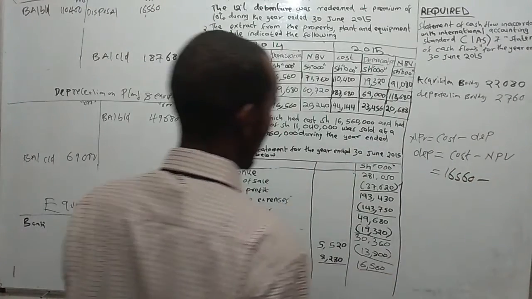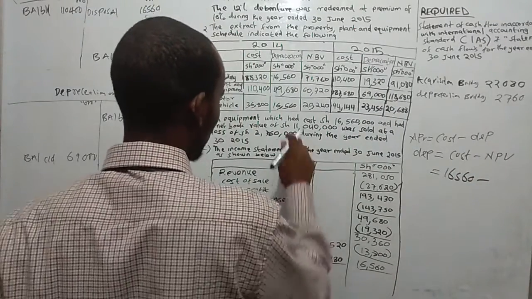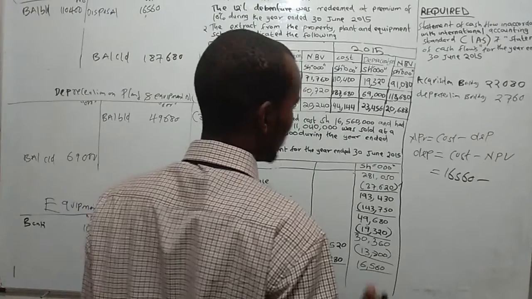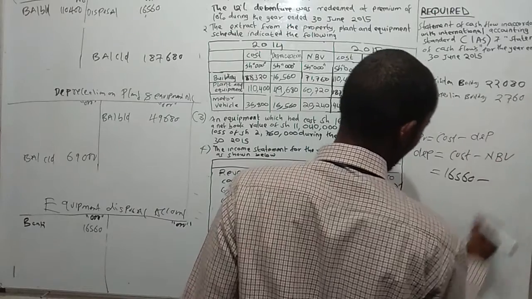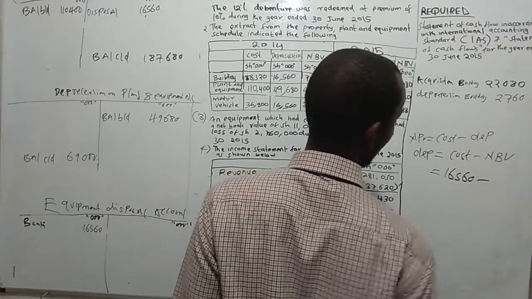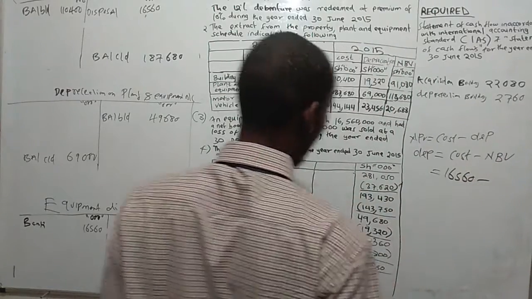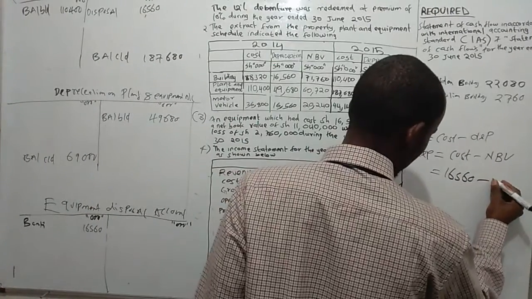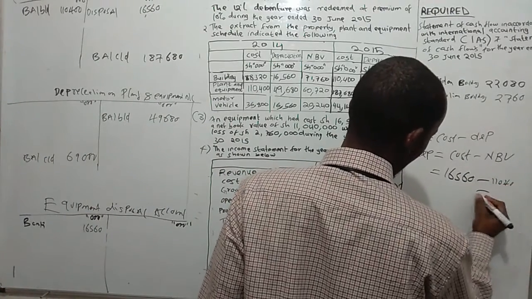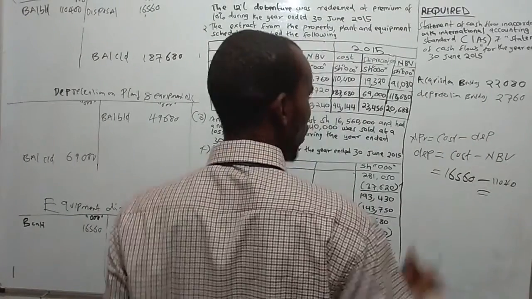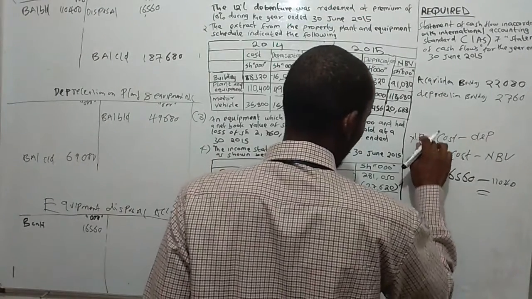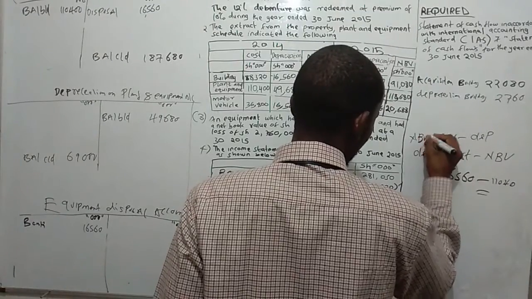16,560. Then the NBV is 11,040. We are told the net book value is 11,040. So remember, this is NBV, net book value, not the other B. So we take 16,560 and subtract 11,040. That will give us the accumulated depreciation on the asset.